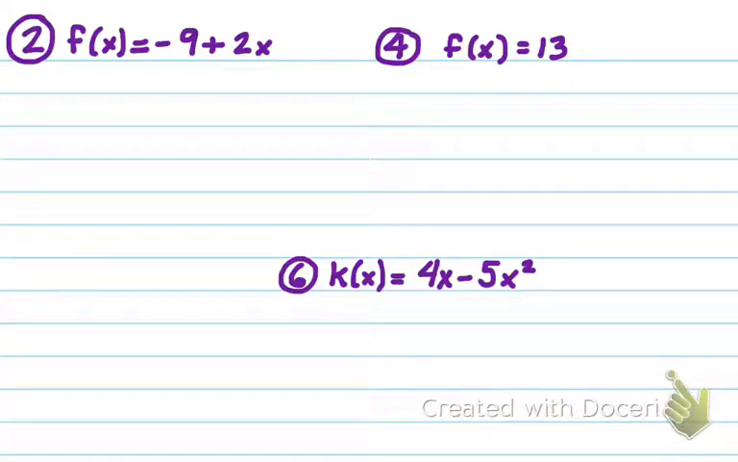In number 2, 4, and 6, we are to determine whether the function is a polynomial. If it is a polynomial, we are to state the degree and the leading coefficient. If not a polynomial, we are to explain why it is not a polynomial.